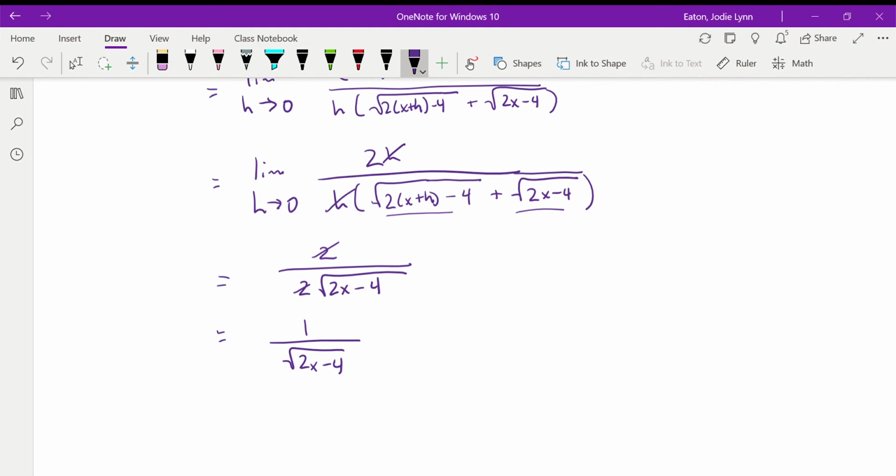So as we notice here, this actually has nearly the same domain, except that 2x minus 4 has to be greater than or equal to 0, but it also cannot be equal to 0 because it's now in the denominator of our fraction. So 2x minus 4 is greater than 0, which means x has to be strictly greater than 2, giving us x is in the open interval between 2 and infinity.